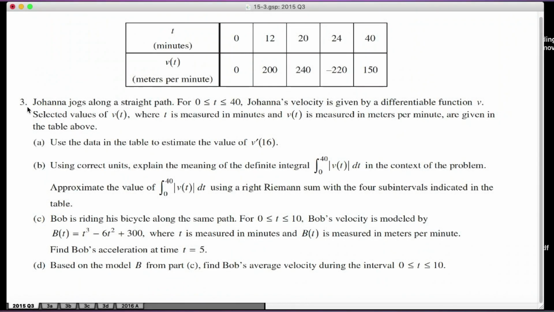AP exam question number 3. It says, Johanna jogs along a straight path. For t between 0 and 40 inclusive, Johanna's velocity is given by the differentiable function v. Selected values of v of t, where t is measured in minutes and v of t is measured in meters per minute, are given in the table above. Okay, it says use the data in the table to estimate the value of v prime of 16.